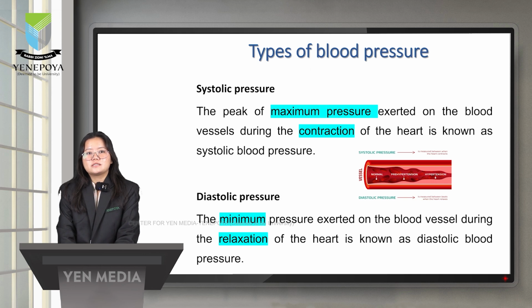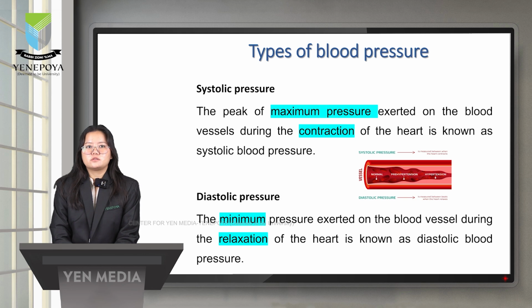Systolic is the peak or maximum pressure exerted on the blood vessel when the heart contracts. And next is diastolic. It is the exact opposite of systolic, that is the minimum pressure exerted on the blood vessels during relaxation of the heart. So that was the simple difference between systolic and diastolic pressure.